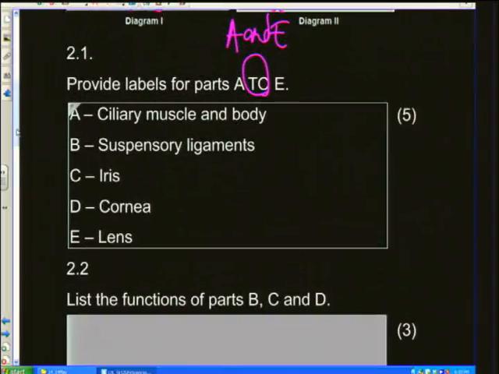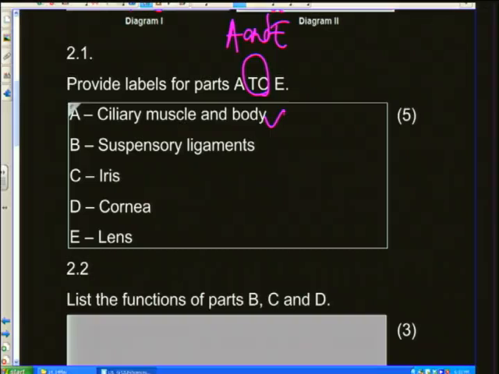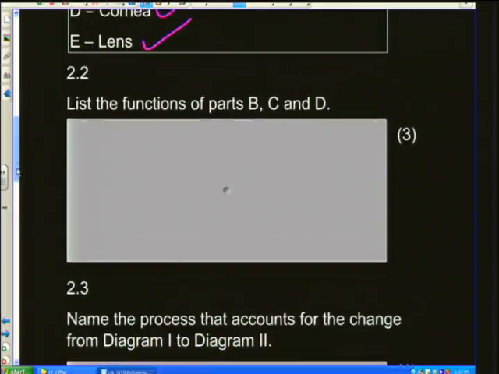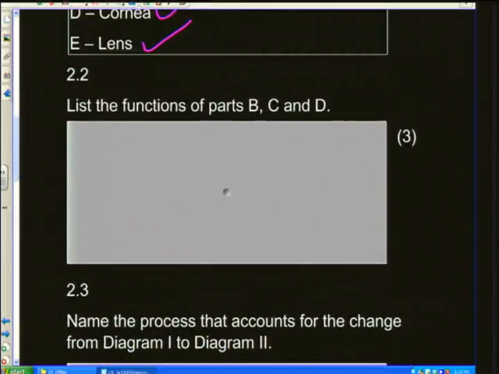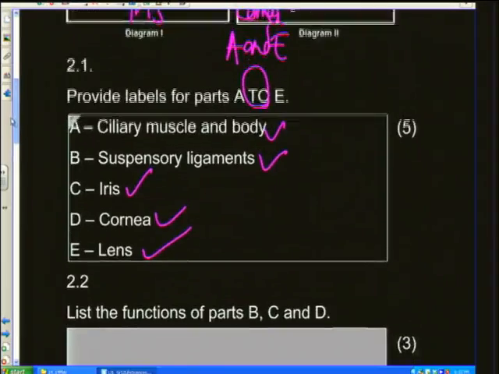We've labeled, were you guys right? Yes. Let's mark your work. This was right, that one was right, that one, and that one. So you got 5 marks. Good. So you're doing well so far. Next, list the functions of B, C, and D.